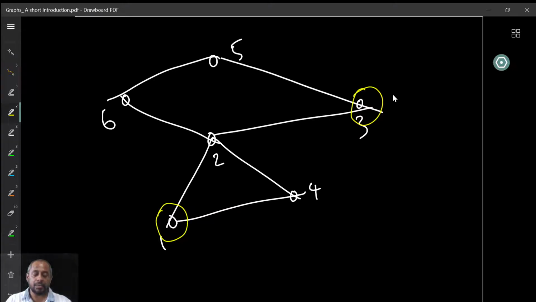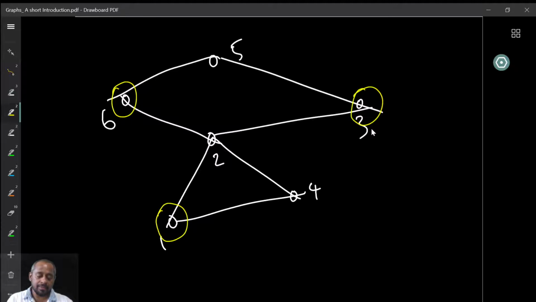Now, can I add anything more? Well, I cannot add 2 or 5 because 3 is adjacent to both. But 6 is not adjacent to either 1 or 3, so therefore I can pick 6 also. So now I get another independent set, 1, 3 and 6. This is an independent set in the graph because between themselves there is no edge.